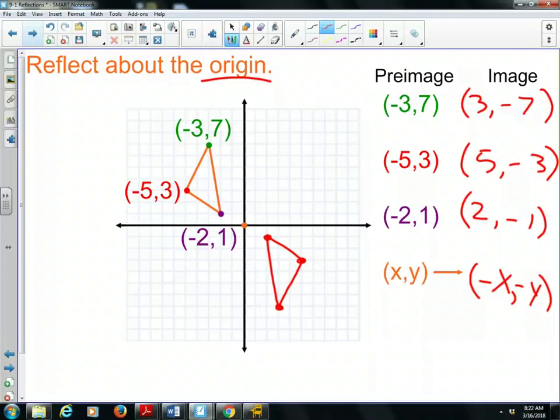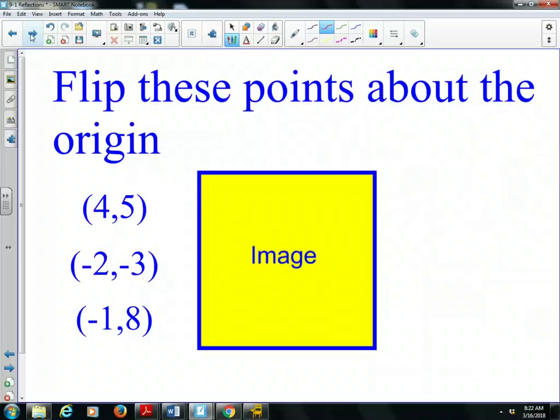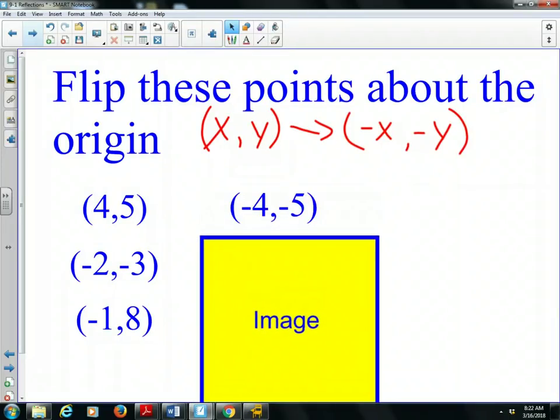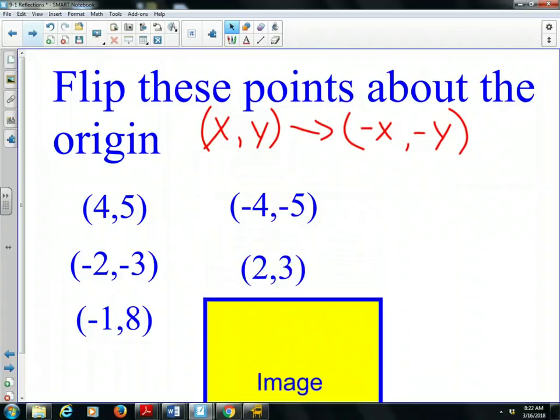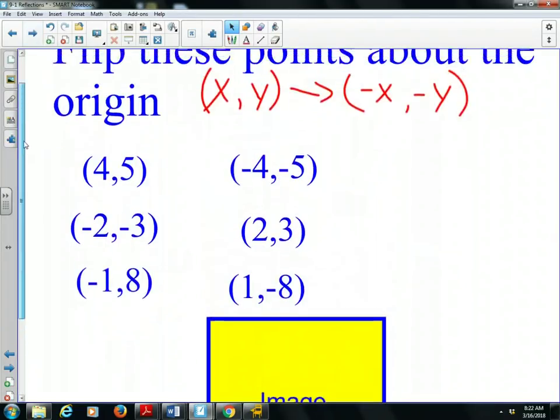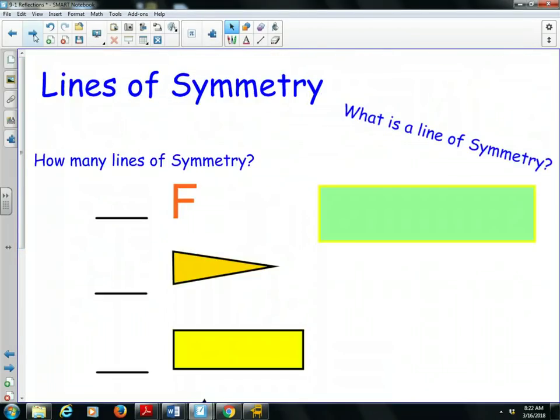So you guys try this last one on your own as well. For every point x, y, you keep x and y in their same spots, except you change the signs on both of them. Okay? So try that on your own. After you tried it, you got a negative 4, negative 5, a positive 2, positive 3, a positive 1, negative 8. All right, on to something different. I hope that makes sense.